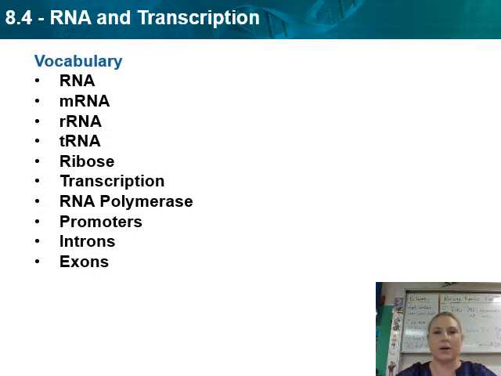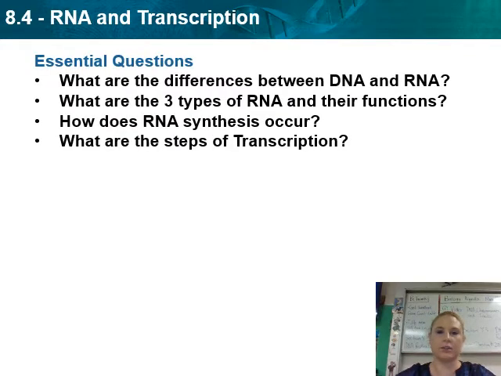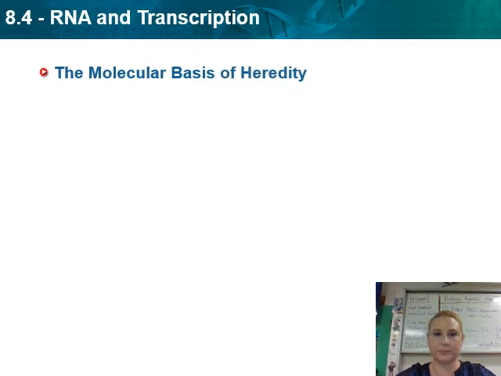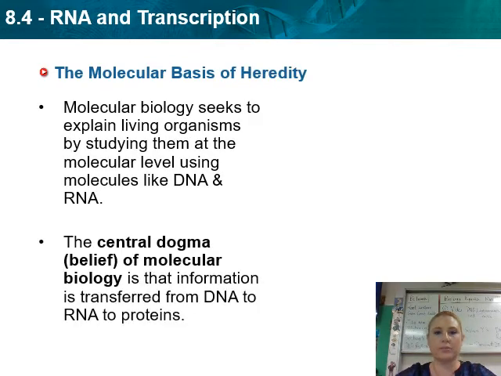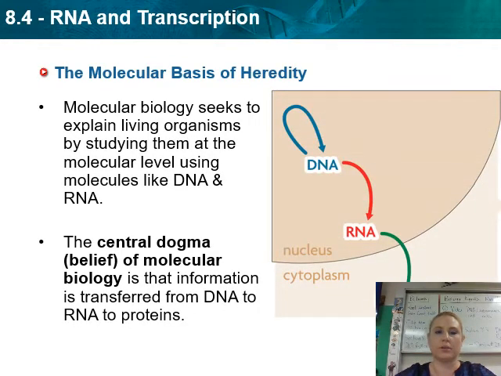Anyway, our vocabulary: RNA, mRNA, rRNA, tRNA, ribose, transcription, RNA polymerase, promoters, introns, and exons. Our essential questions: what are the differences between DNA and RNA? You already learned one. DNA is a double-stranded thing, it's a double helix. RNA is single-stranded, one piece. So what are three types of RNA, and this thing called transcription?